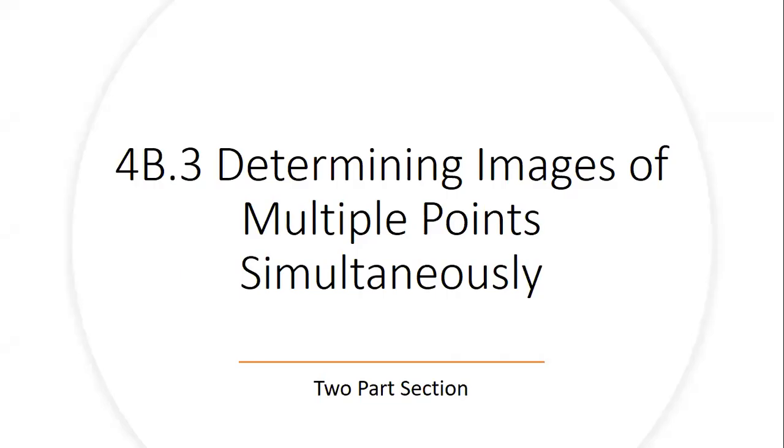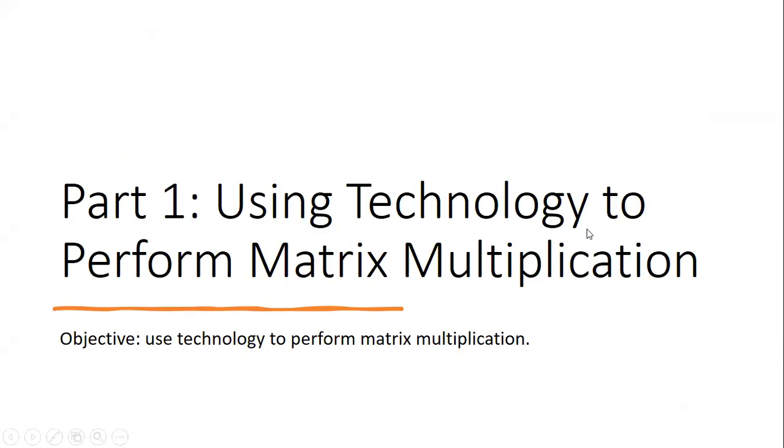All right, guys. So we are moving on to section 4B.3, determining images of multiple points simultaneously. However, before we get to that final conclusion, we're going to be broken into two parts. So we're going to start with part one today. Part one is using technology to perform matrix multiplication, okay? So clearly our objective is to use technology to perform matrix multiplication. By technology, we're going to be using our TI-84s and then move into our decimals, okay? So you're going to learn both forms of technology.